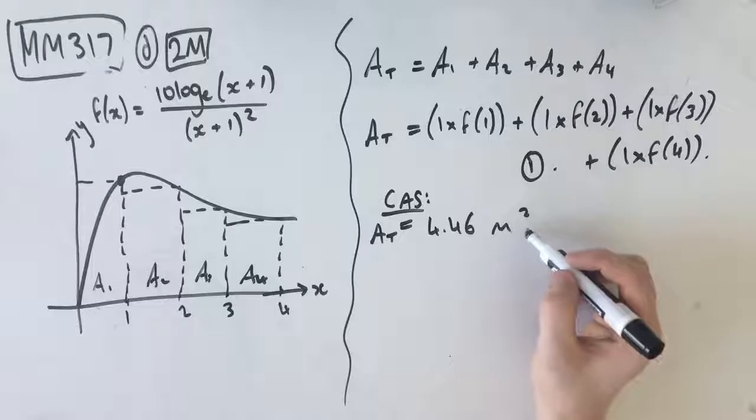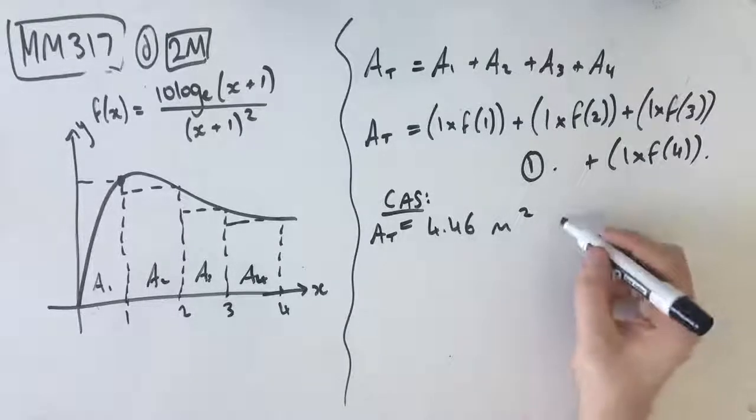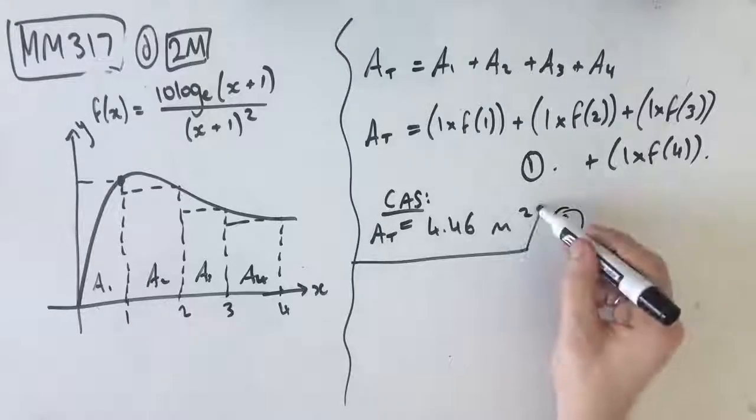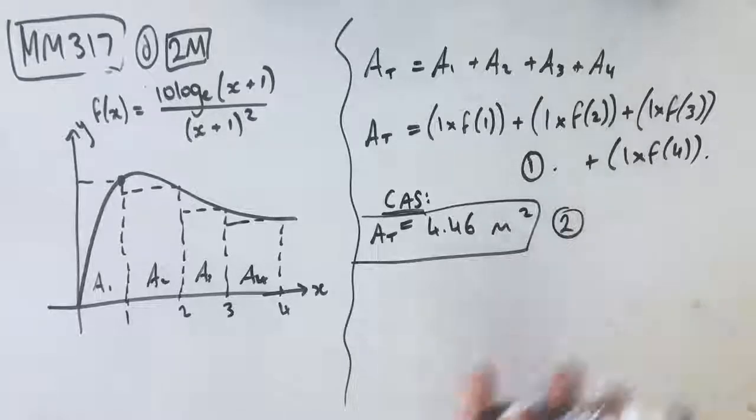Now, it's very important to use meters squared because we know the dimensions are in meters, and we always have to give units when we're dealing with area. So that's our final answer for this question. Guys, that's it for part D. Let's move on to part E.